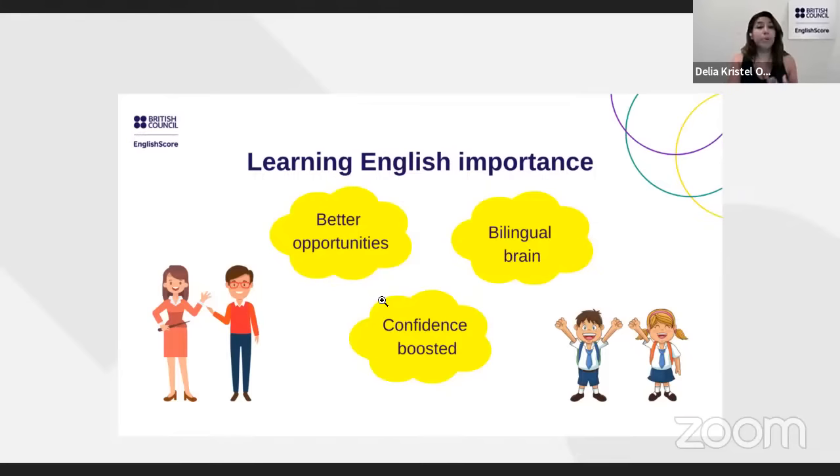And of course, it boosts your confidence. You feel more confident when interacting with other cultures, with other people. And learning a language is not only learning a language per se, it is also learning the culture. And when you are more aware of other cultures, you feel more confident when interacting with people from other countries.